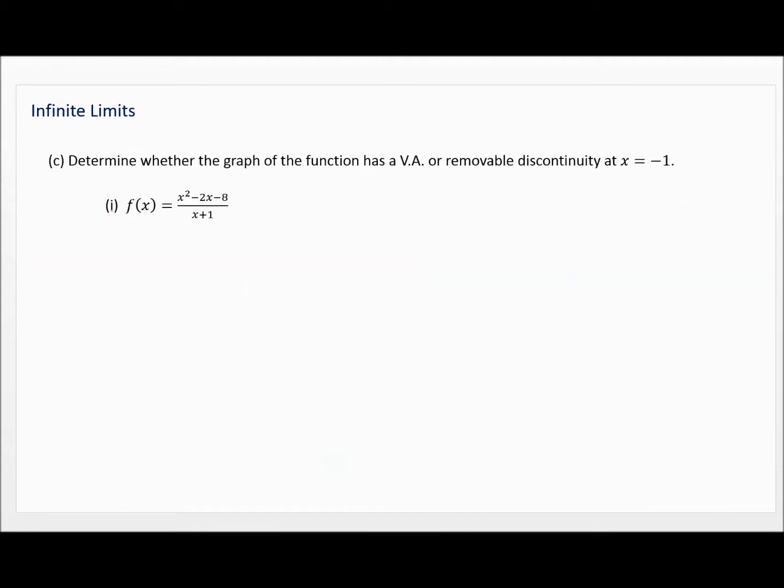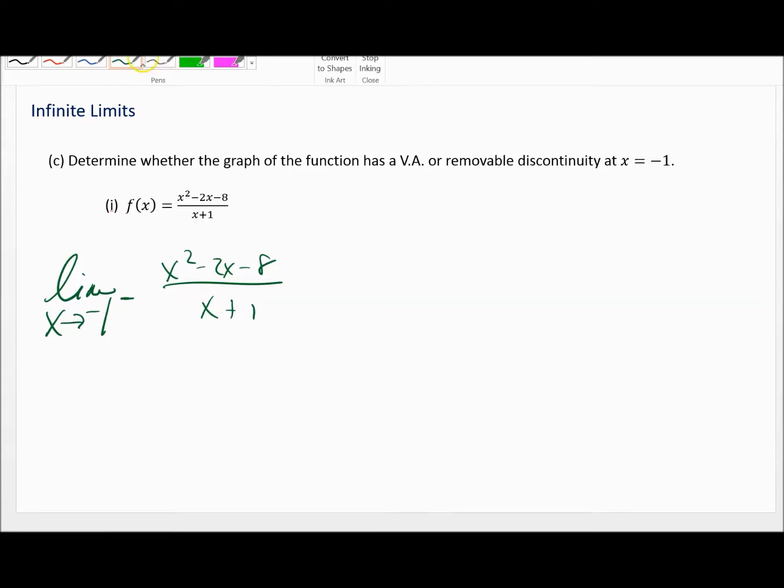Okay, here's a great problem. Determine whether the graph of the function has a vertical asymptote or a removable discontinuity at x = -1. So in other words, what in the world is going on at -1? Now, remember, for a vertical asymptote, you could take the limit as x approaches -1 from the left of this function. Okay, and then we're going to take the limit as x approaches -1 from the right of this function.